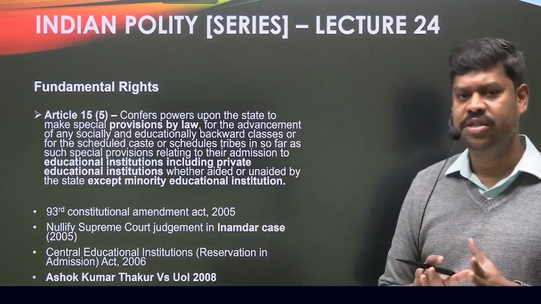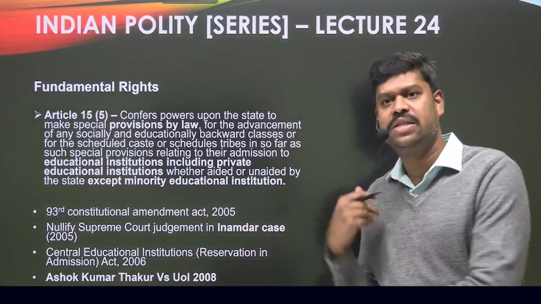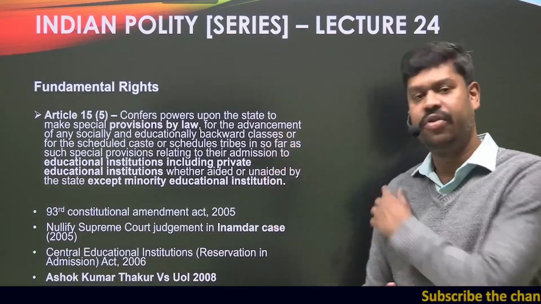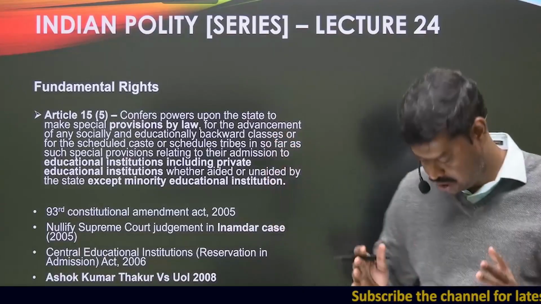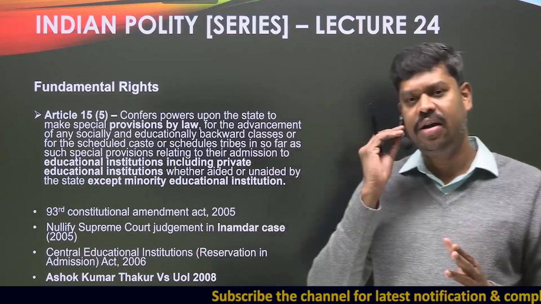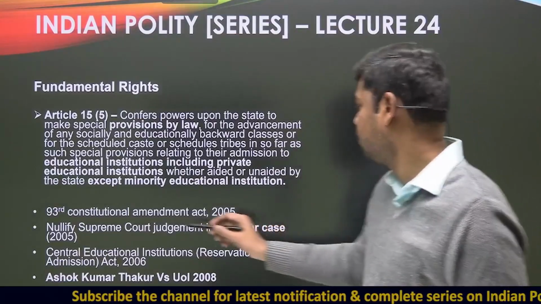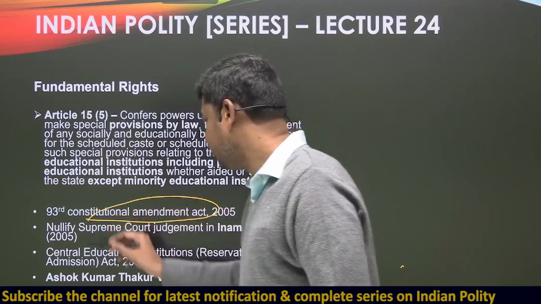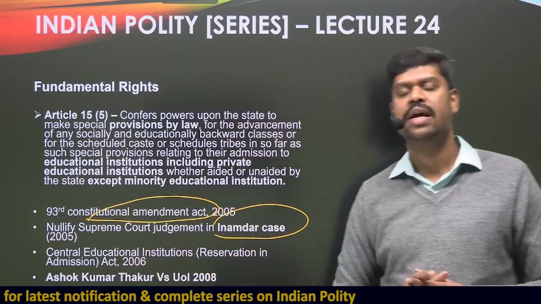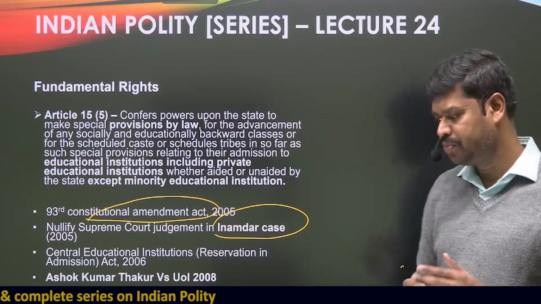Now, under such a situation, what was the need to make another constitutional amendment? So let us try to understand in the history what was the need for this Article 15 Clause 5. Article 15 Clause 5 was inserted into the Constitution by the 93rd Constitutional Amendment Act in the year 2005, in response to a judgment given by the Supreme Court in the Inamdar case. So you will have to understand what this Inamdar case is.